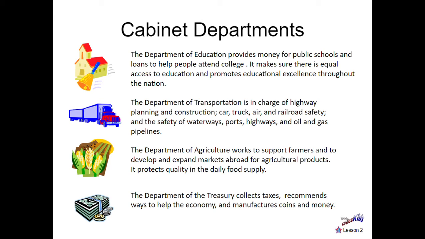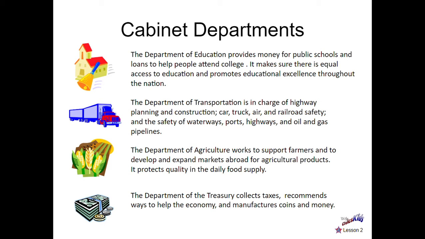The Department of Agriculture does all of the farming, and they'll set up farming practices. And sometimes they do protective pricing on goods. Next is the Department of Treasury. They're the ones that are responsible for collecting taxes. They're the ones that make money. They recommend ways to help the economy run more smoothly. They're very, very important in that.